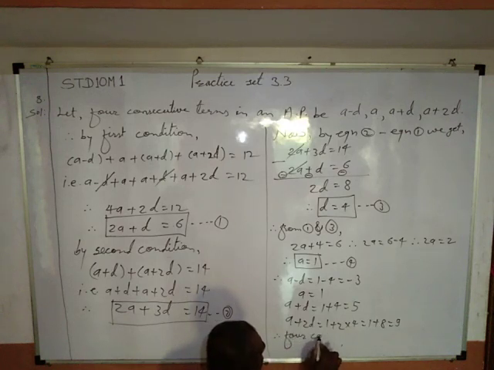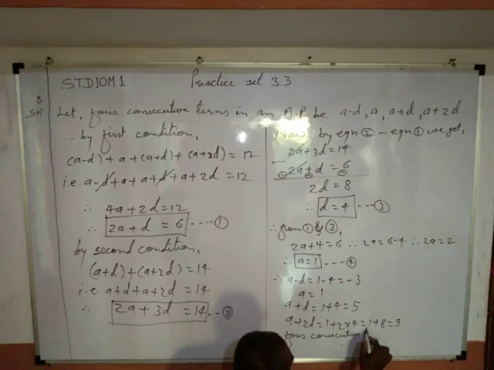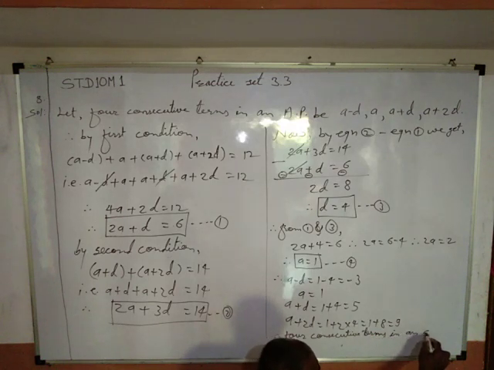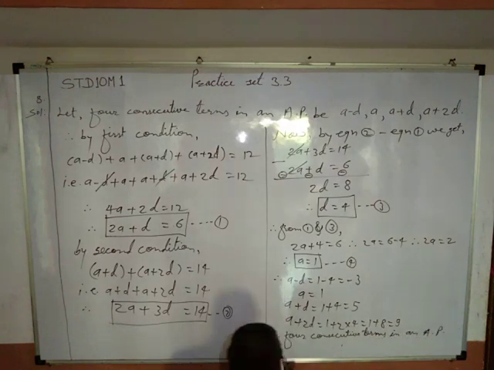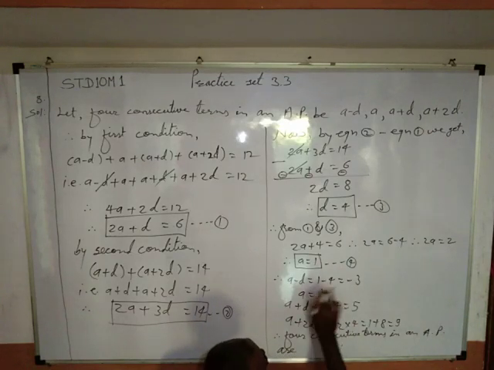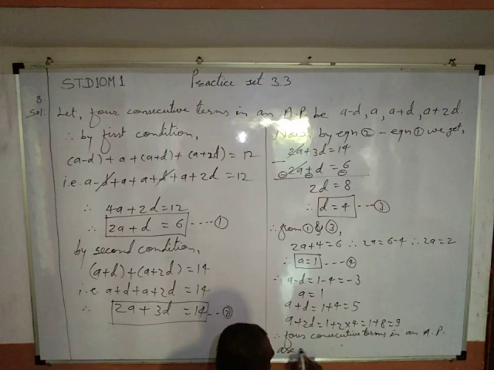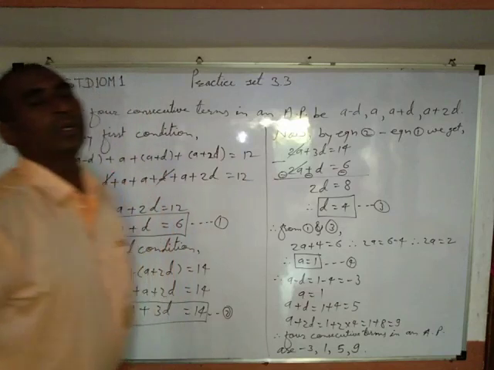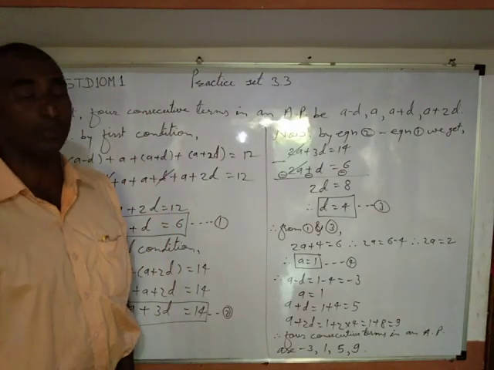And therefore 4 consecutive terms in an AP are, first term is A minus D, that is minus 3. Next is A, and value of A is 1. Next A plus D, which is 5, and fourth term A plus 2D, which is 9. Okay, minus 3, 1, 5, 9. Those will be the required 4 consecutive terms.